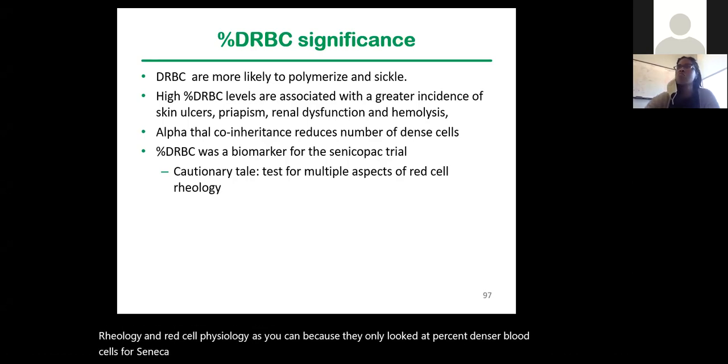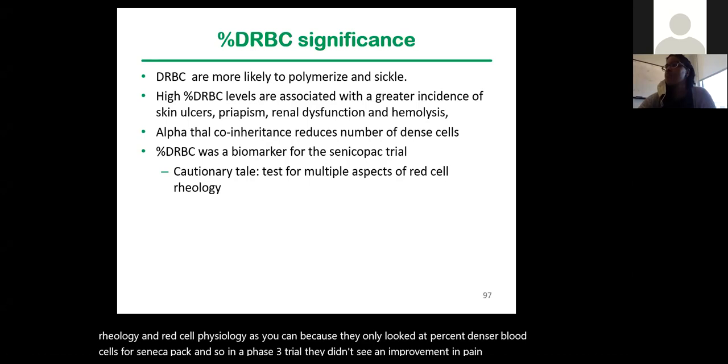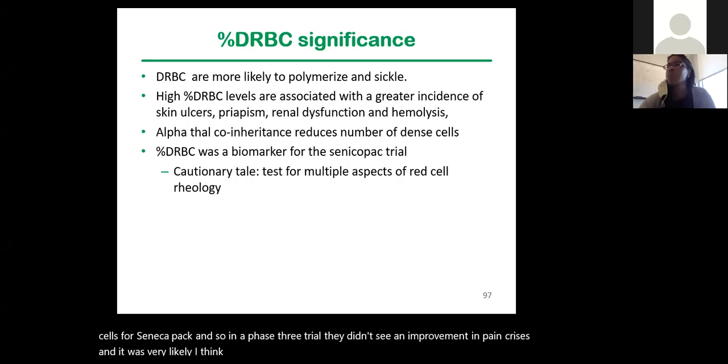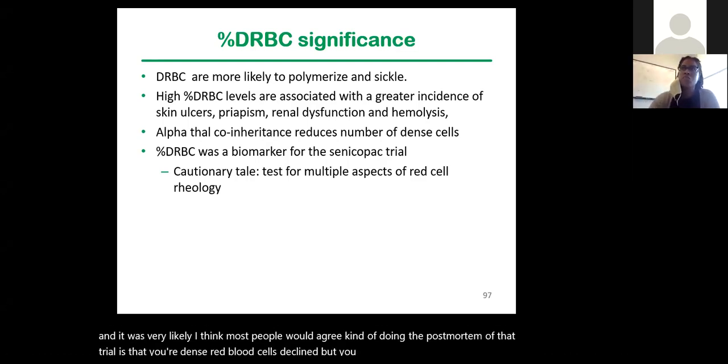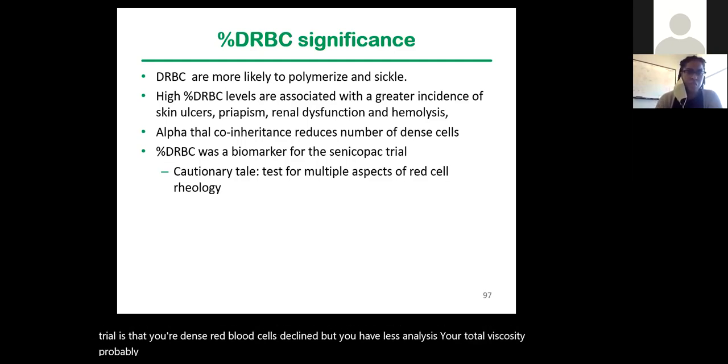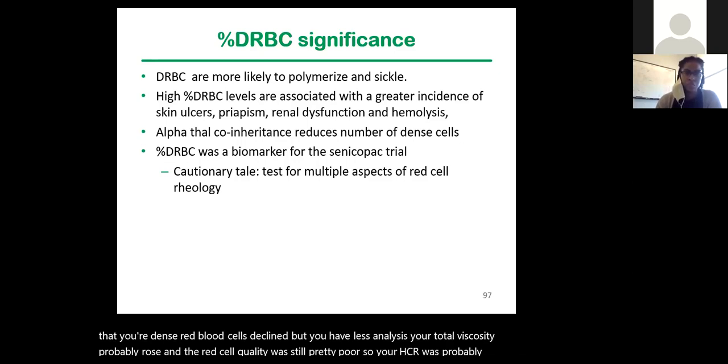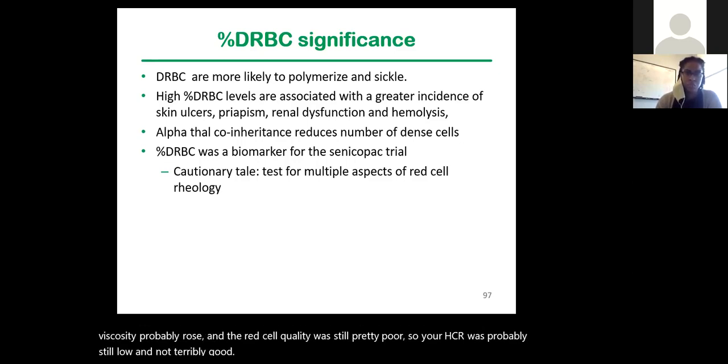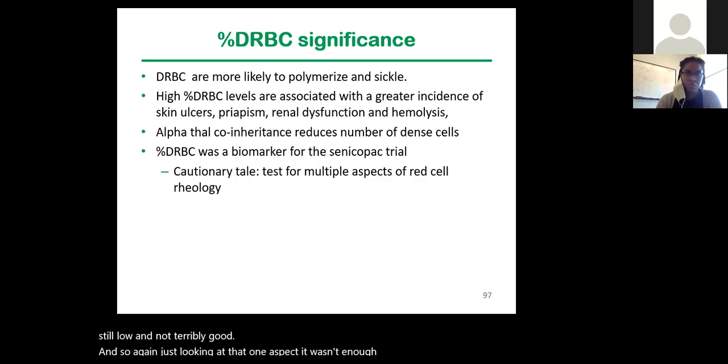And so in a phase 3 trial, they didn't see an improvement in pain crises. And it was very likely, I think most people would agree, kind of doing the postmortem of that trial, that your dense red blood cells declined, but you had less hemolysis, your total viscosity probably rose, and the red cell quality was still pretty poor, so your HbR was probably still low and not terribly good. And so again, just looking at that one aspect, it wasn't enough to provide a clinical improvement.